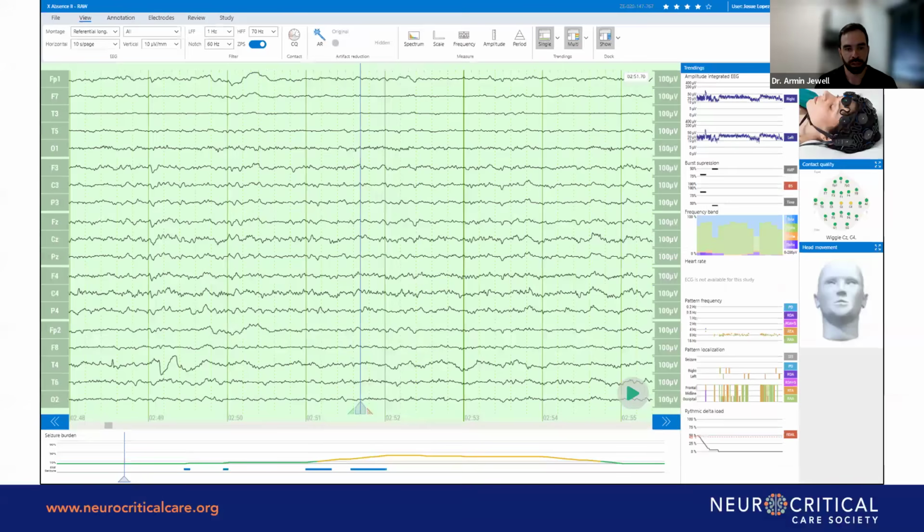Similar idea for the Zeto full head point of care technology. This also on the bottom has that same seizure burden marker there, green showing no seizure burden, and then later on potentially some seizure burden as it gets into the orange. And then again, it gives a percentage chance of there being continuous seizures or a percentage of seizures.